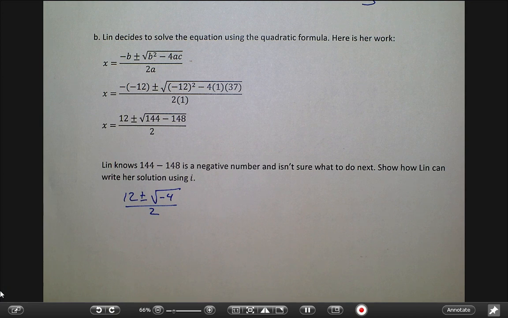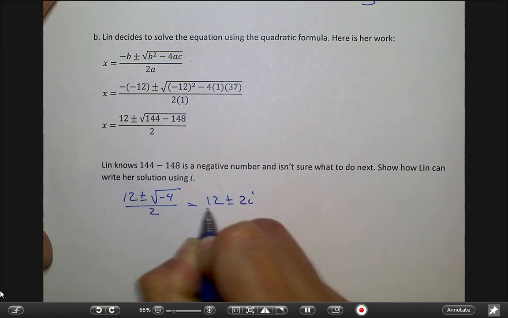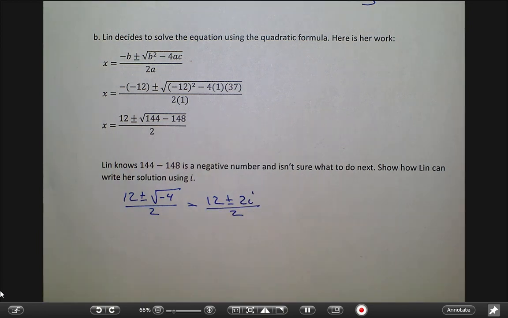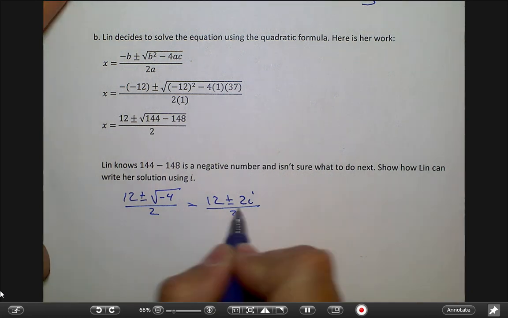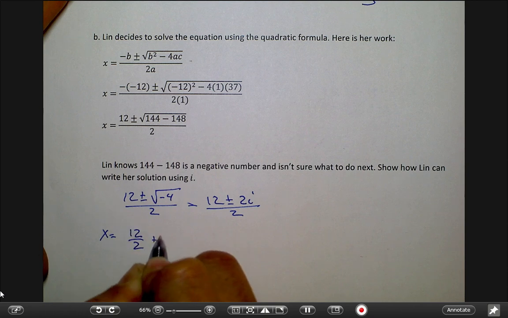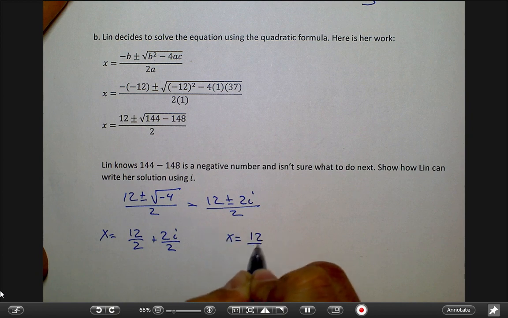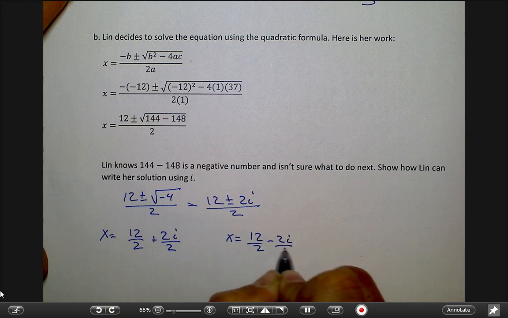We know that the square root of negative is I, and square root of 4 is 2. So this is going to give me 12 plus or minus 2I all over 2. Now we separate our answers. We separate our answers from here. So it's going to be x equals 12 over 2 plus 2i divided by 2. And we have x equals 12 over 2 minus 2i over 2.